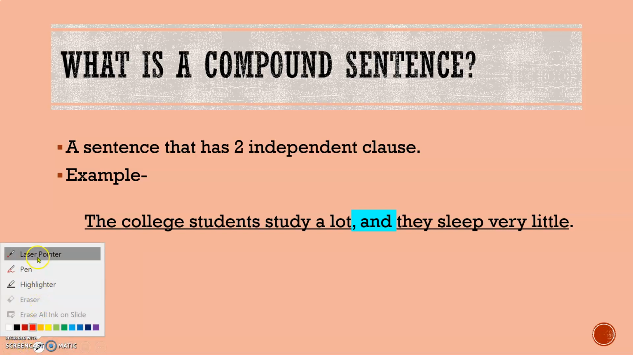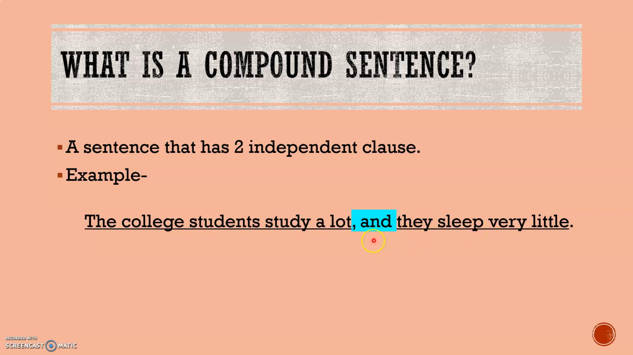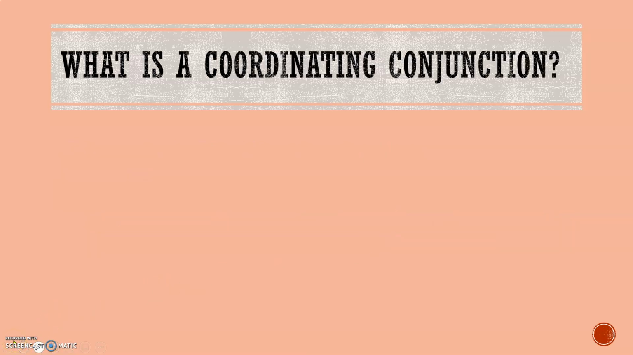So you can see here, there's an independent clause here: the college students study a lot. A second one, they sleep very little, and they're combined with a comma and a coordinating conjunction, in this case, and. There's for, and, nor, but, or, yet, and so.